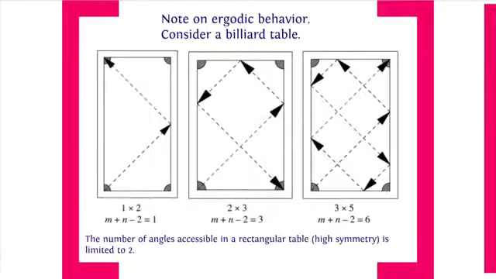A few points about ergodic behavior. First of all, let's think about what ergodic behavior means. Let's look at very symmetric cases. Imagine a billiard table. In this case it's 1 times 2, so that's just the aspect ratio. It's a rectangle. If you send a ball at one angle, it can bounce, but you can only get one angle. The number of angles you can access is always limited, because of the high symmetry, to two discrete angles, independent of what this rectangle is.